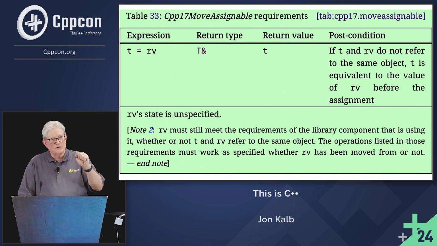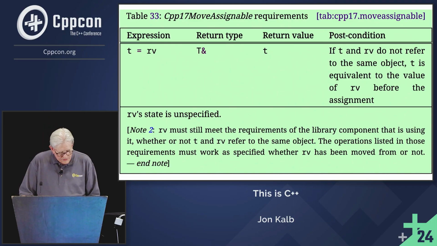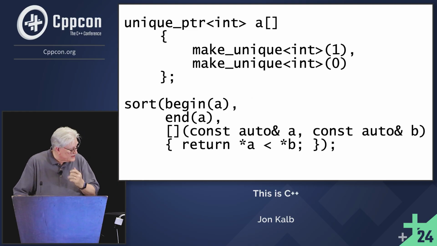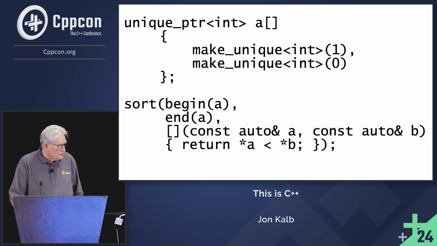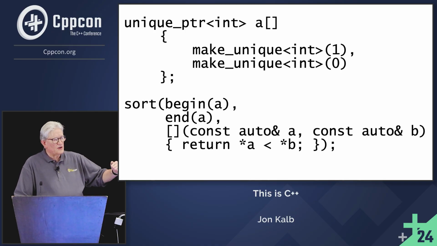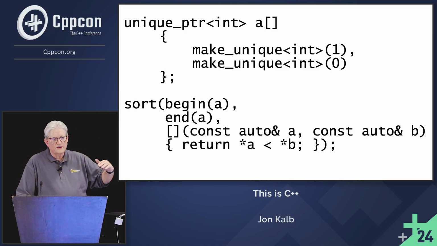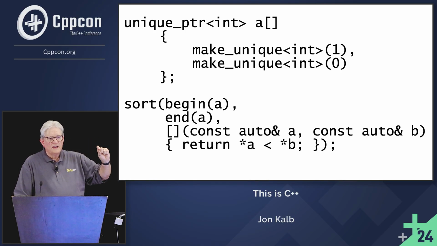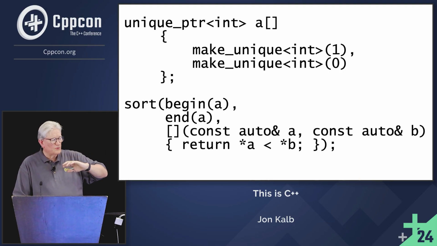So in other words, it's saying if there's an invariant, that must still hold even if the object's moved from. So Sean proposes this as a thought experiment. What do we have here? We have an array of 2 items. The items themselves are unique pointers, just a unique pointer to int. So we just have an array of pointers, and each pointer points to an int.